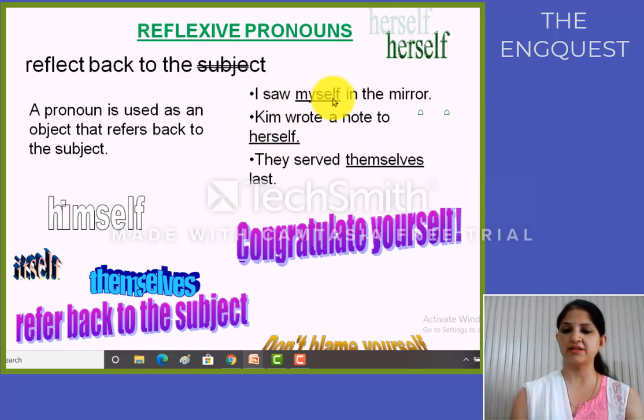For example, I saw myself in the mirror. Here, myself is the reflexive pronoun and it is reflecting back to I in the sentence. Kim wrote a note to herself. So, herself, here we are talking about Kim. It is reflecting the subject over here. In the next sentence, they served themselves last. So, we are talking about they. So, these pronouns reflect the subject pronoun in a sentence. Words like himself, themselves, herself, itself.